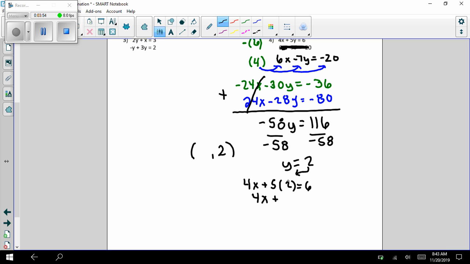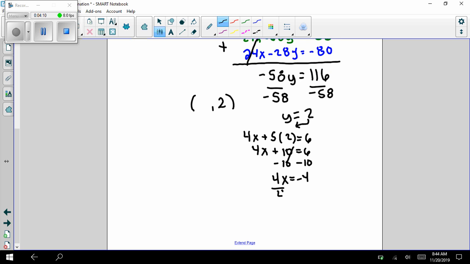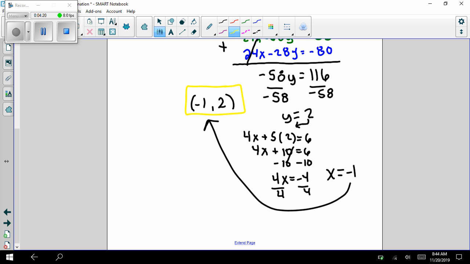I multiply these two together. 5 times 2 is 10. Take the 10 to the other side. Running out of room here. And then we're down to divide by 4 on both sides. So x equals negative 1. Found my last part. I'm going to plug it in here. Negative 1, positive 2 is our final answer.